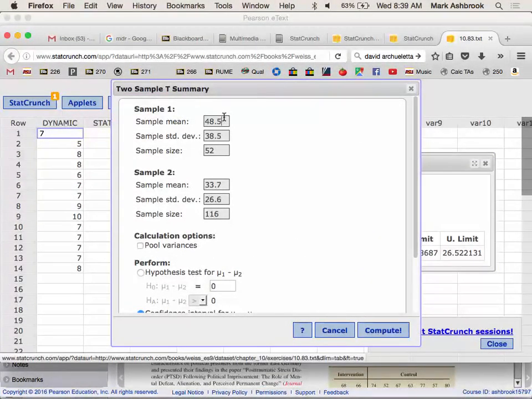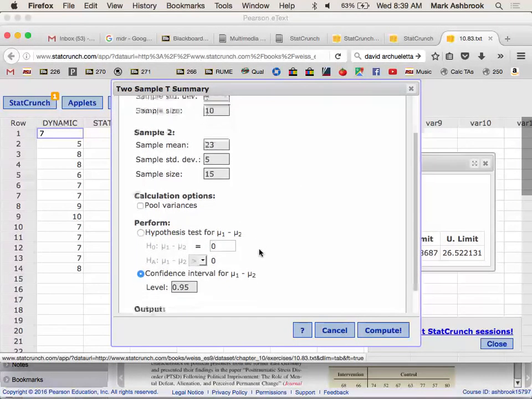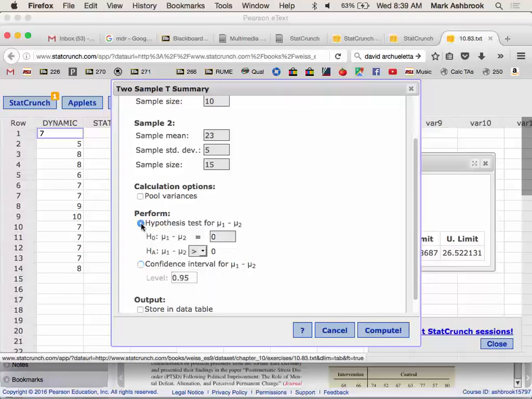Okay, sample mean number 1: 20. Standard deviation: 4. Sample size: 10. Number 2: 23, 5, and 15. Okay, make sure you uncheck pool variances. We want unpooled results. We're doing a hypothesis test.